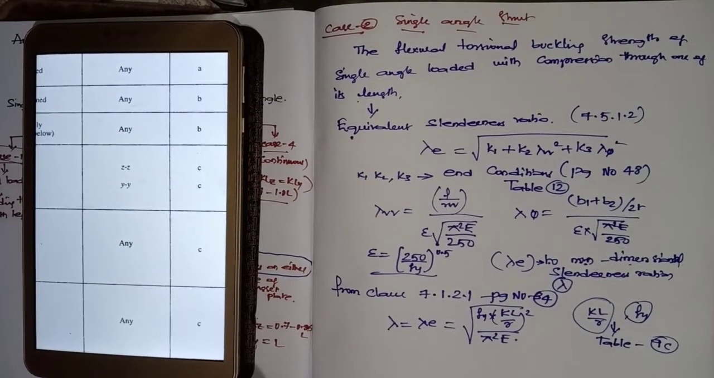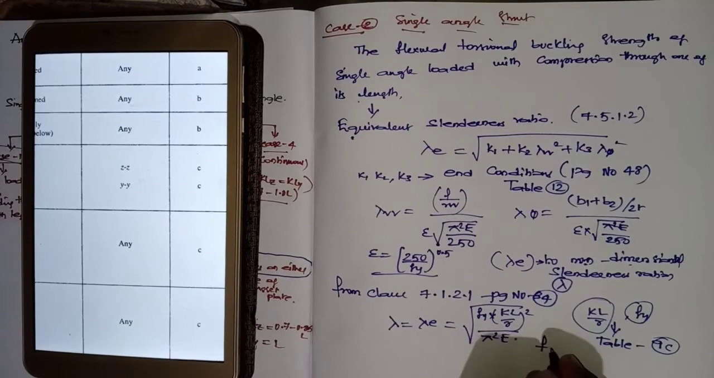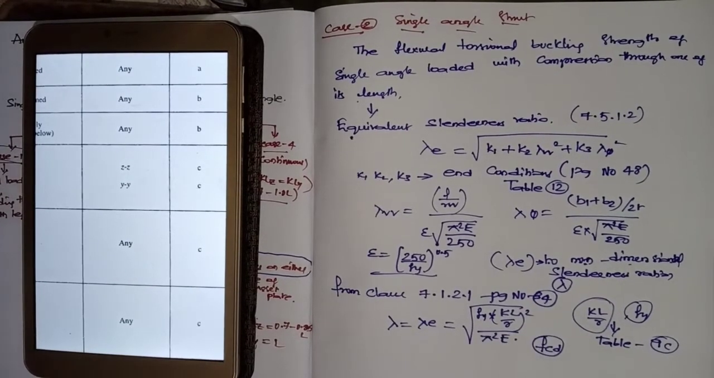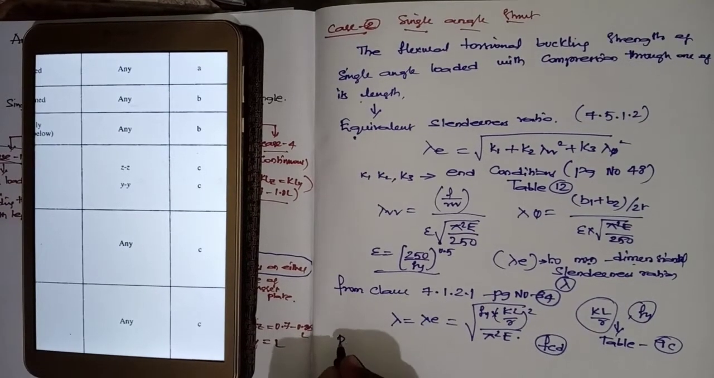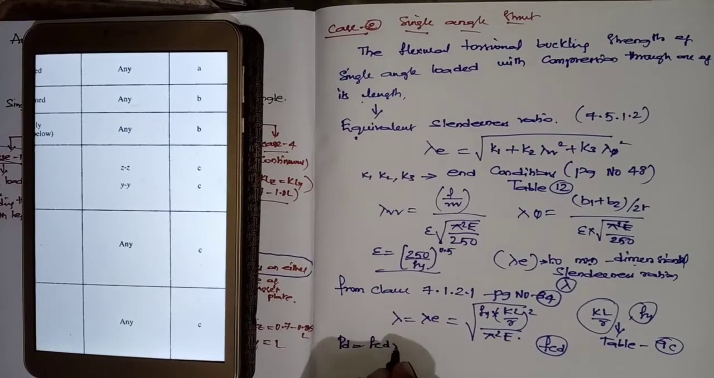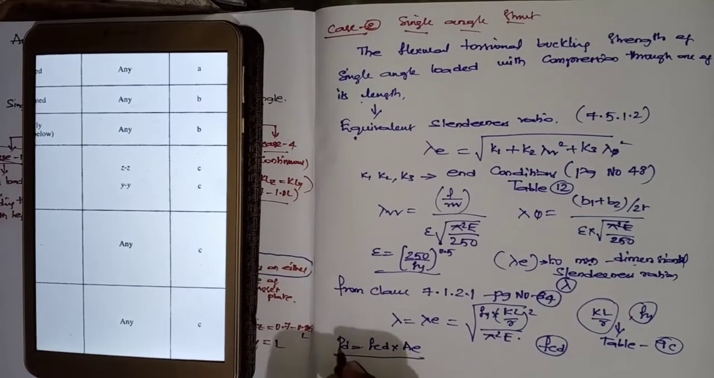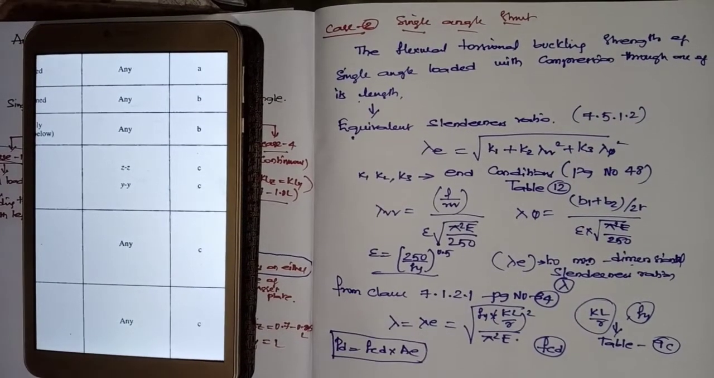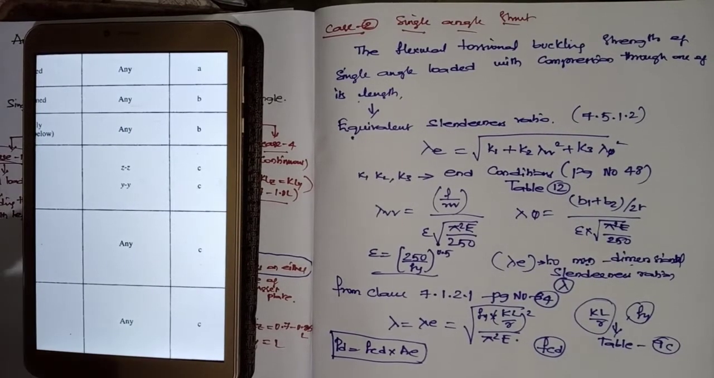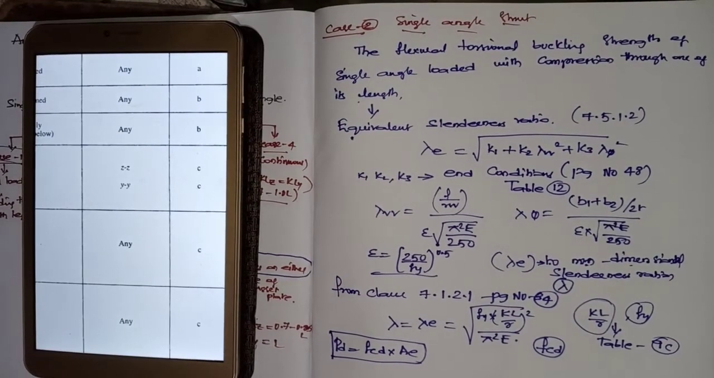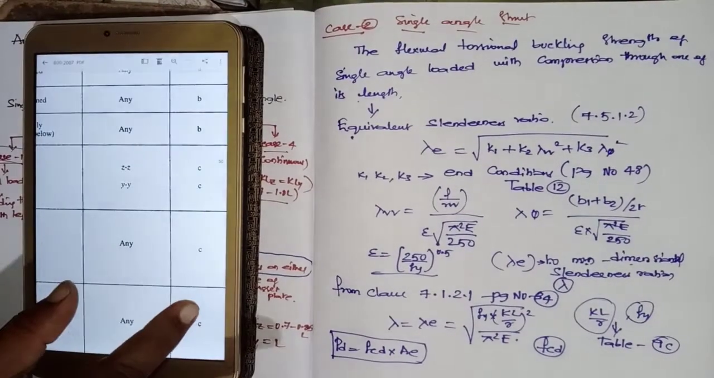Then what will you obtain there? You will be getting the FCD value. For that particular FCD value, the design strength will be equal to FCD into the area of the section given. You will be getting the design strength. This is the analysis procedure. Now we'll try to solve one or two problems based upon this.